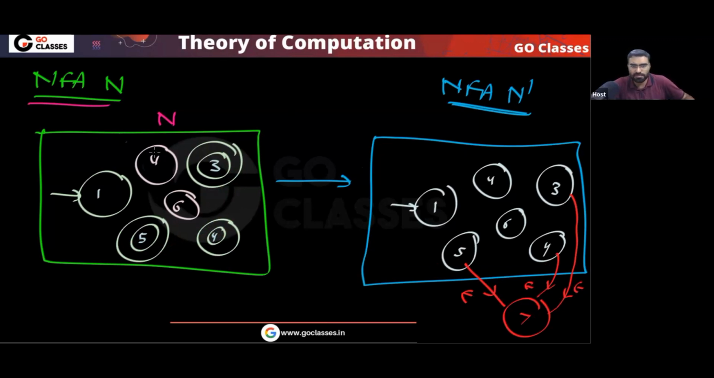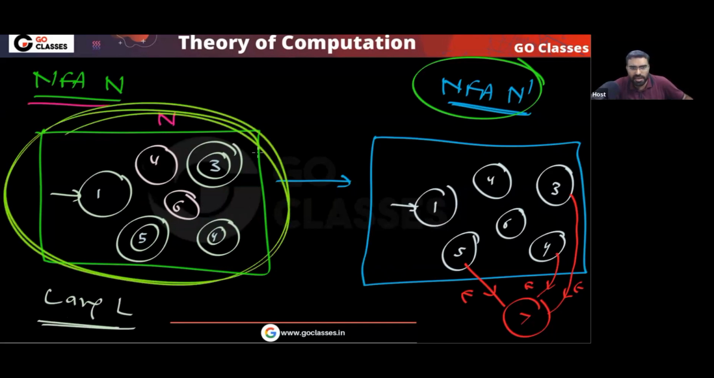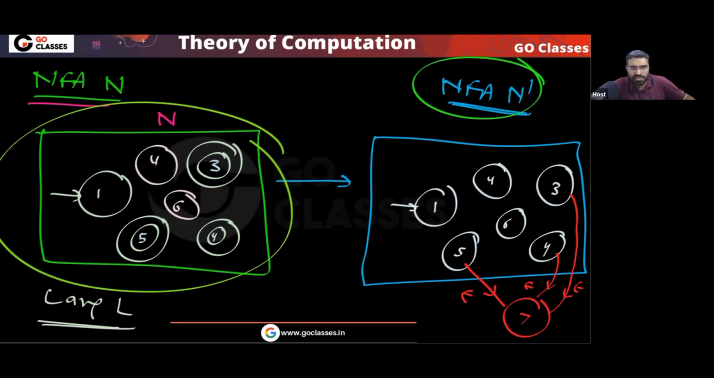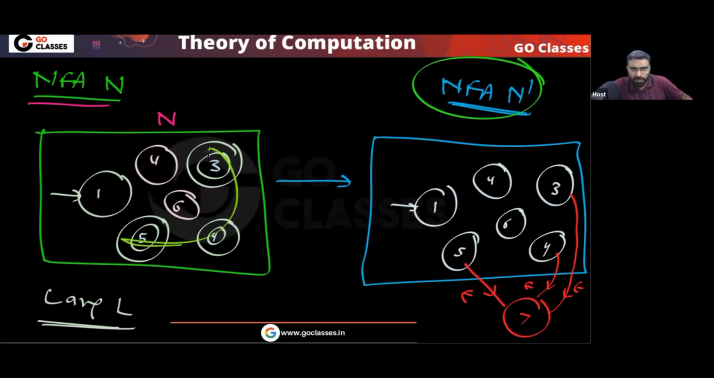Now let's assume the language here is L. Tell me, will the language change? I am not changing any transition. From these previous final states I am making a null move to a new state, and this new state I am making final. If I do this, will the language change? The language will not change.